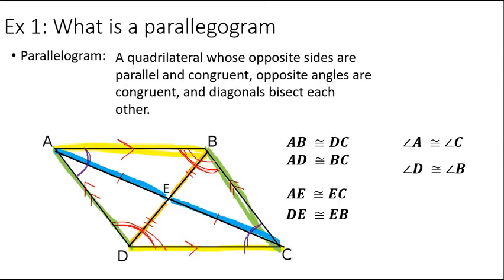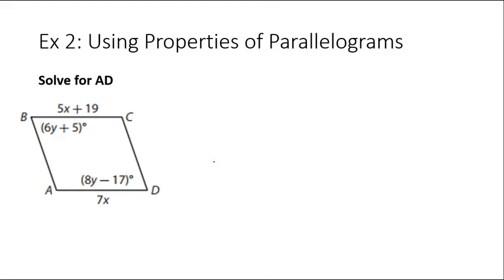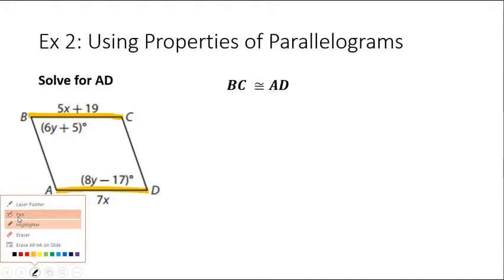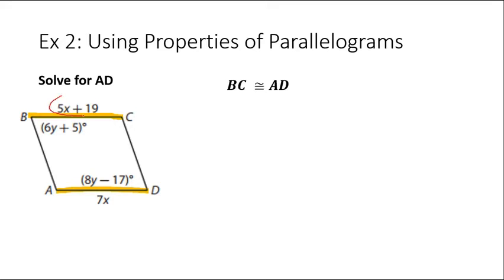Okay, so using this, let's get to our next example, example 2, using properties of parallelograms. So we're going to solve for segment AD. And if you look here, this is a parallelogram. That means that AD and BC are congruent to each other. So we state that first. So we say BC is congruent to AD. So what we do next is we substitute in the equations for each problem. So we saw that for BC, it's this equation. For AD, it's that equation.